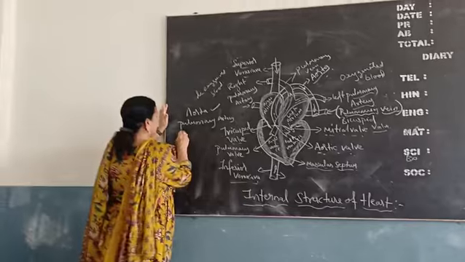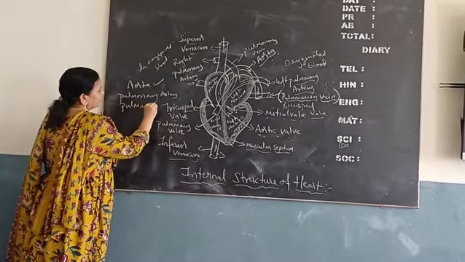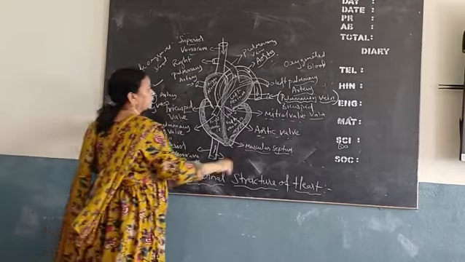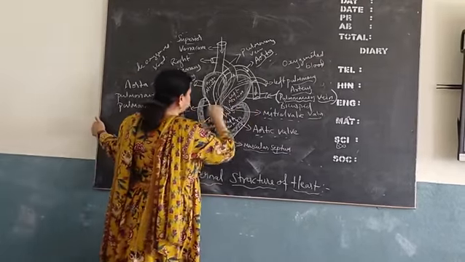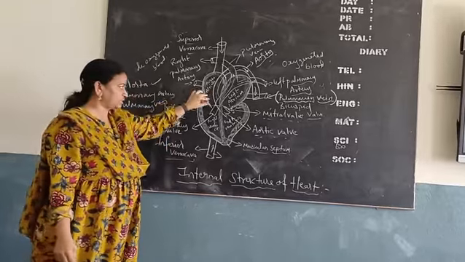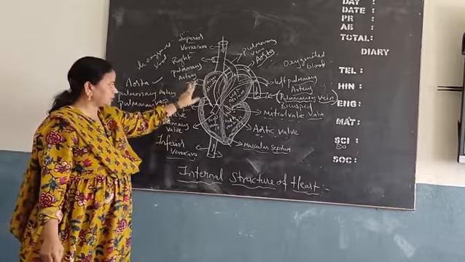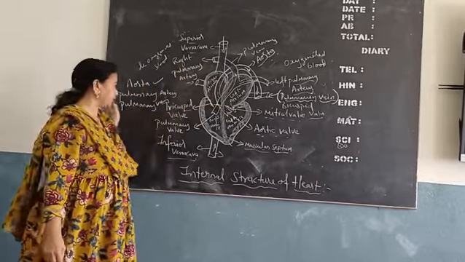Okay. Next one is the pulmonary vein. The pulmonary vein, from two branches, brings the oxygenated blood from both the lungs and it pours into the left atrium. That is, oxygenated blood will be poured into the left atrium.